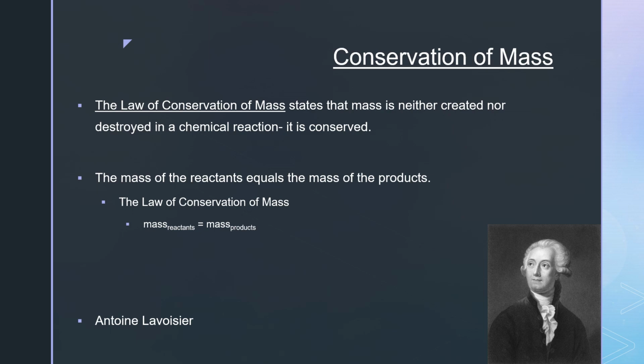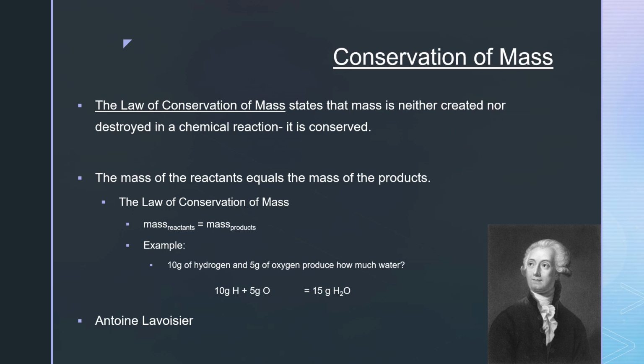Let's take a look at an example. In our first example, we have 10 grams of hydrogen and 5 grams of oxygen that produce how much water? Our hydrogen and our oxygen are our reactants, and they should equal how much water, which is our product, that we make. Very simply, take 10 grams of hydrogen and add it to 5 grams of oxygen, add them up, and you end up with 15 grams of water. So again, you start out with 15 grams, you end up with 15 grams.